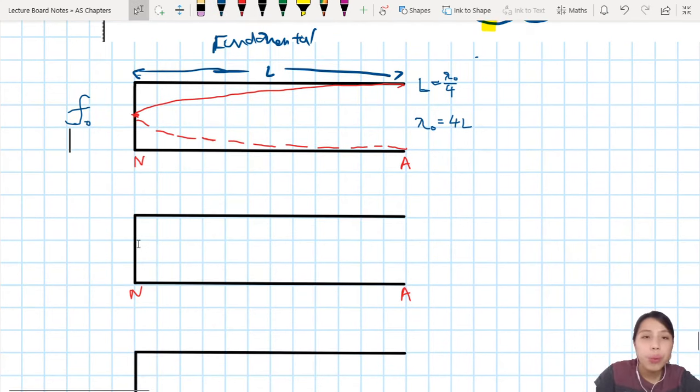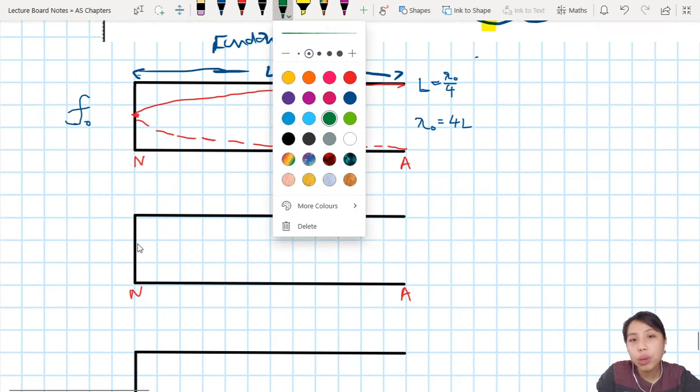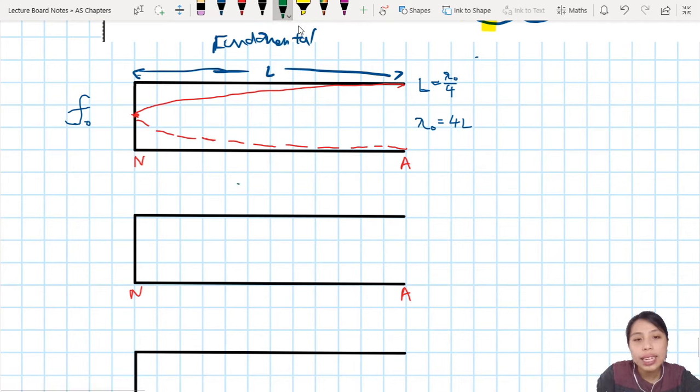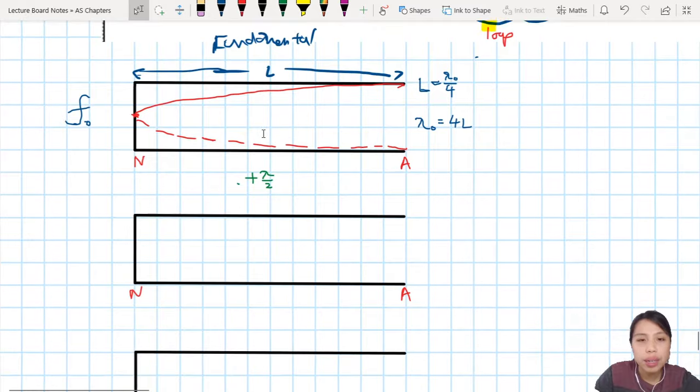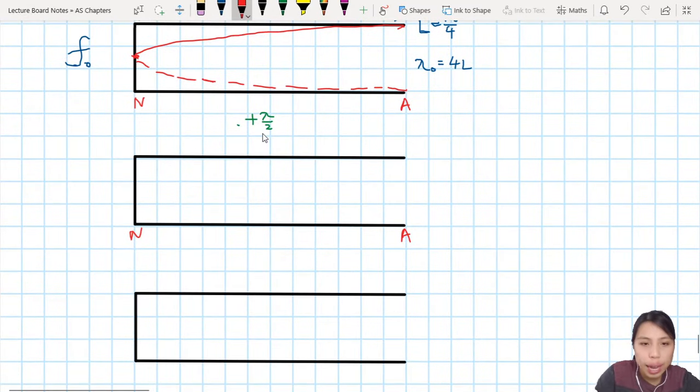Then you go up one more, what do you do? Remember this. Every time you go up an overtone, you are adding half a wavelength. You are squeezing half a wavelength inside there. So okay, we need to squeeze in a loop like this. One loop squeezed inside there. So how to change that? So you've got A, got N. So you need to put two more things here. It has to be alternate. So here is A, here is N.